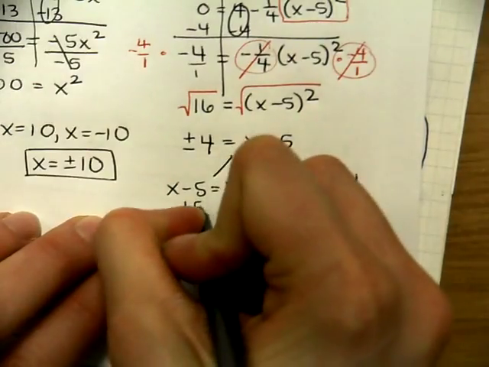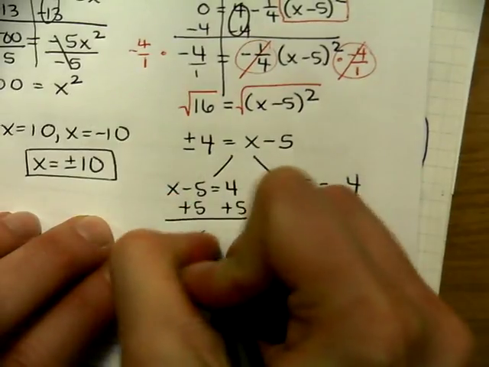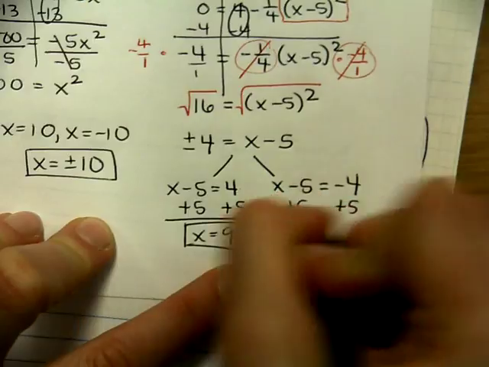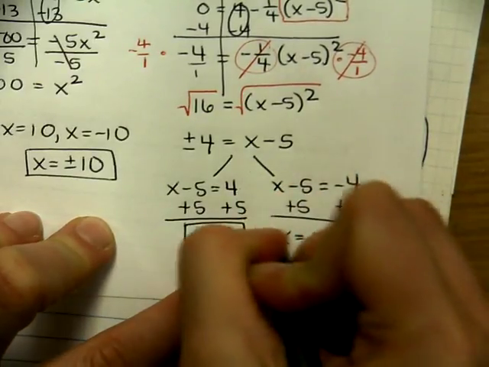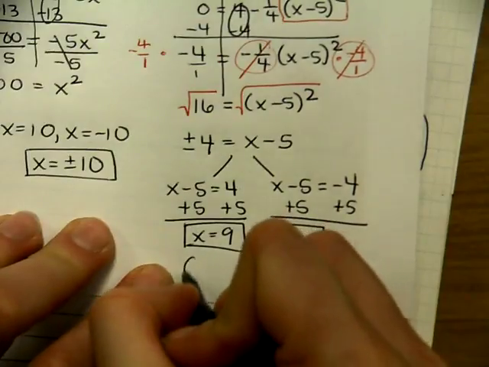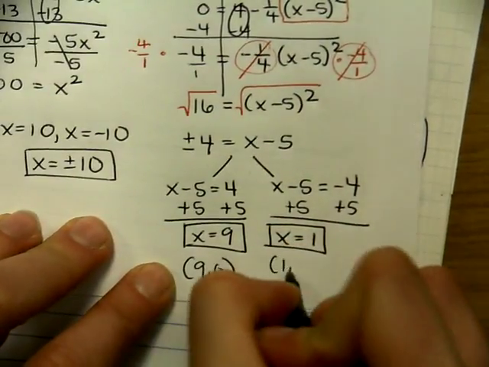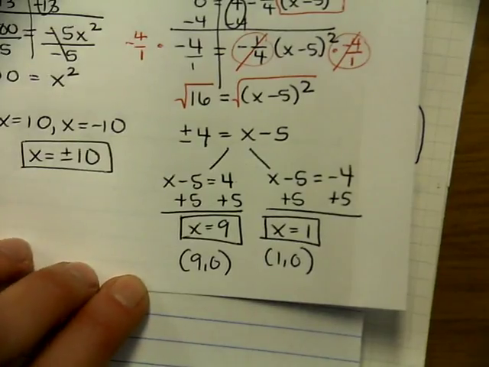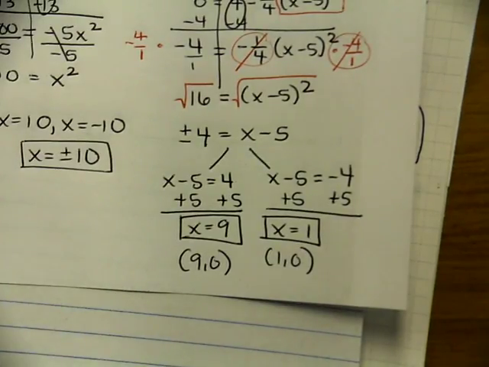So now if I add 5 to both sides, I get x equals 9. Add 5 to both sides here, I get x equals 1. And those are my solutions to the equation. If I write them as an ordered pair, I would write them like this, since it's asking for x-intercepts. And there you go. So that's 3 different ways I can ask you to solve a quadratic equation.